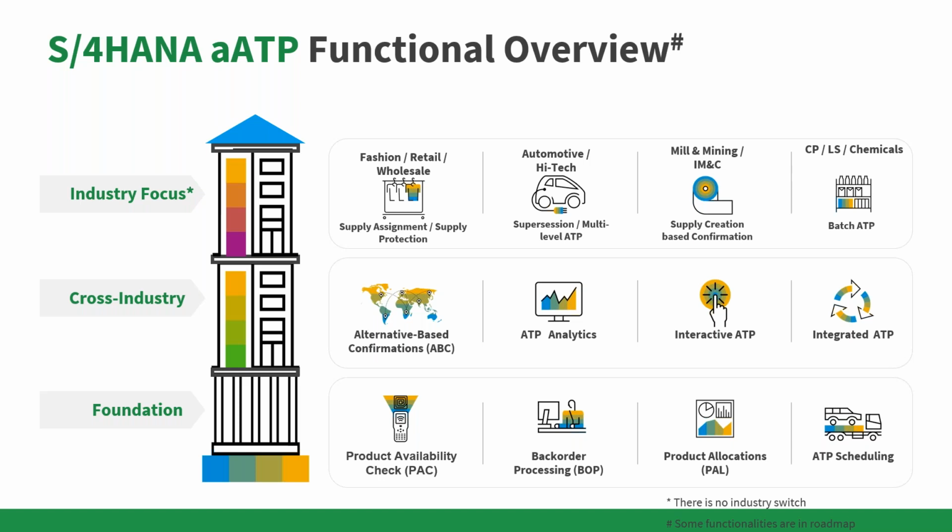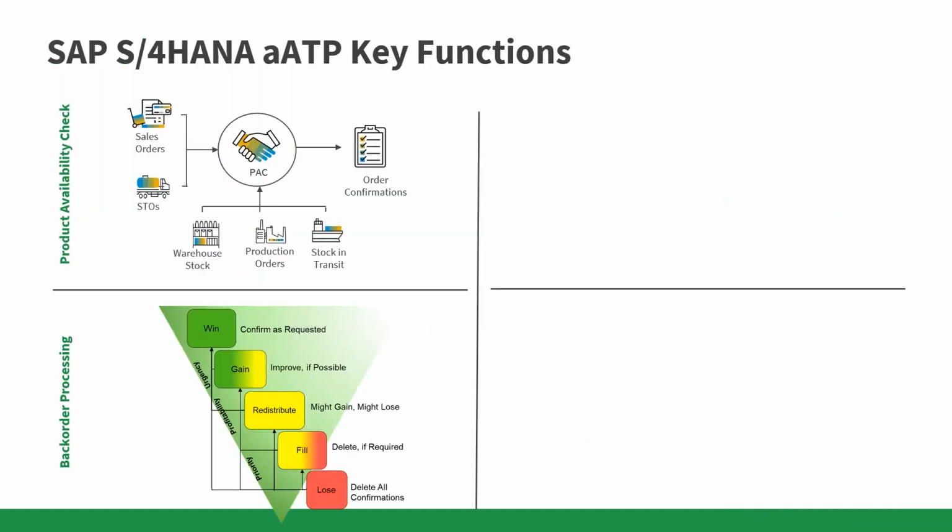Similarly, for the automotive and high-tech industries, they need multi-level ATP, supersession, and product substitution functionality, and mill and mining are heavily dependent on the make-to-order or assemble-to-order scenario. So they use the supply creation based confirmation, previously known as CTP, capable to promise. So these are the broad functionalities that are there.